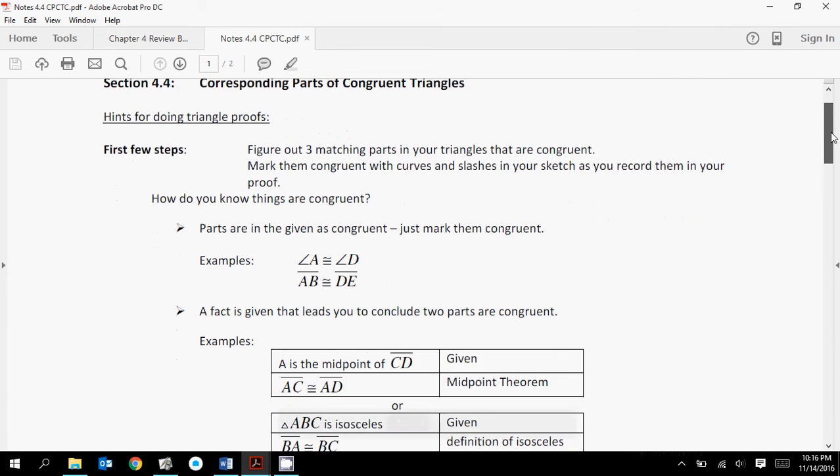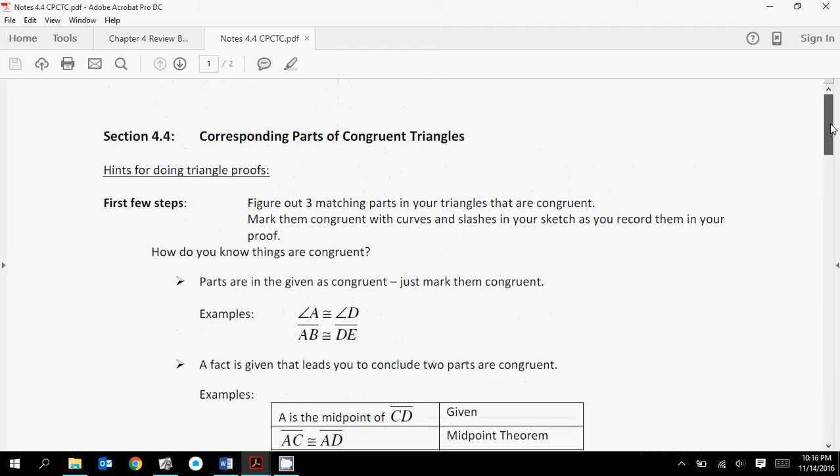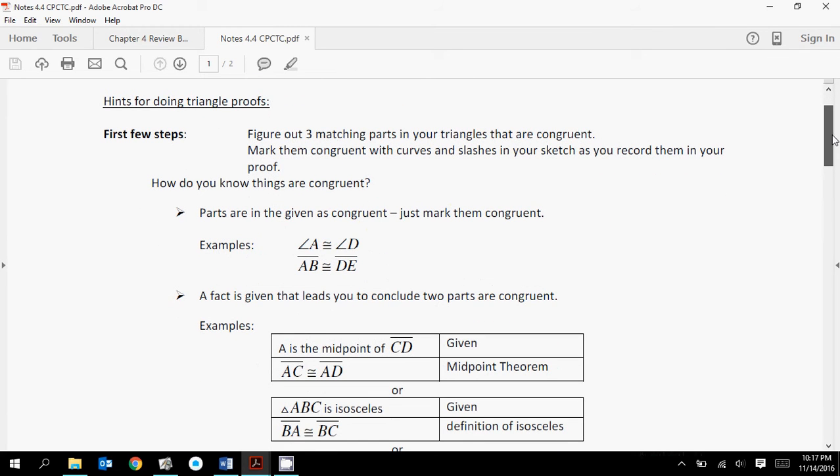So you should have these notes 4.4. It was on that CPCTC. Wonderful, magical stuff. So this is our outline on how to do proofs. I actually took it from another teacher. I thought it was great that she had it. Kind of edited it to make it a little bit better for our class, I feel. So it's a really good outline when you're looking at proofs, okay?